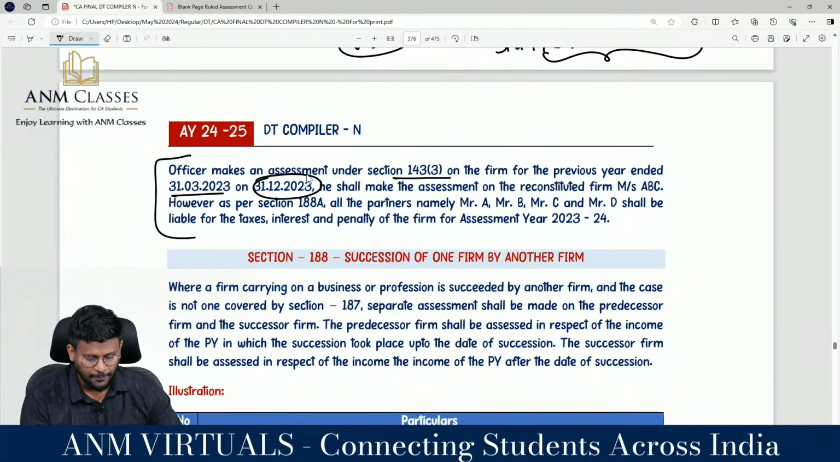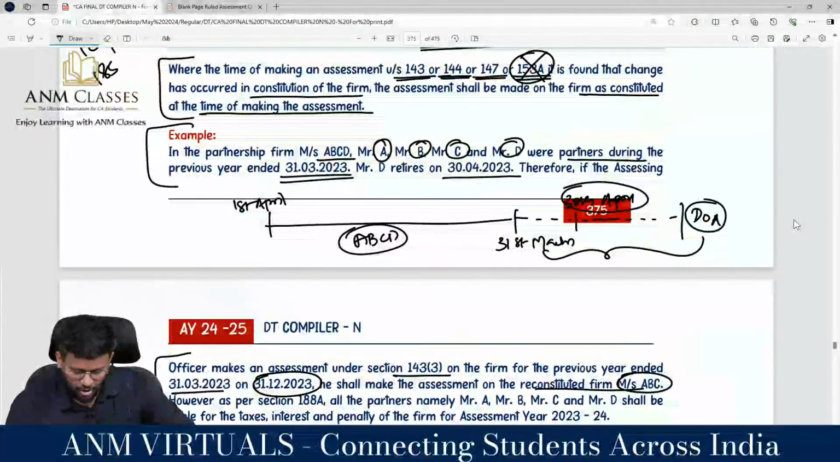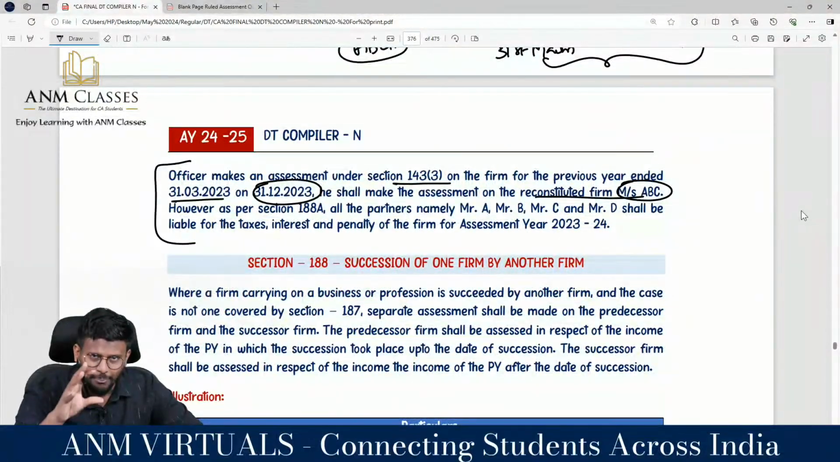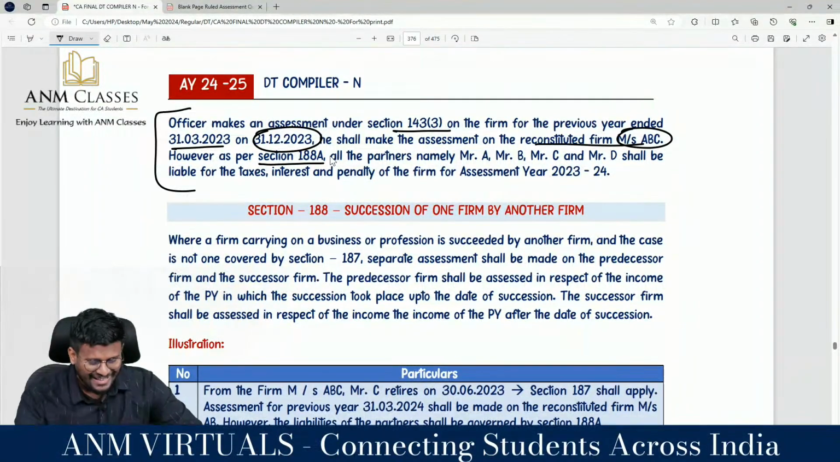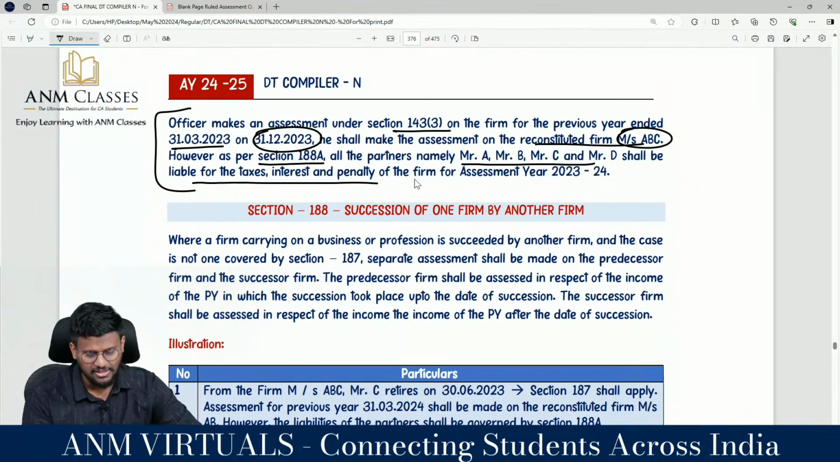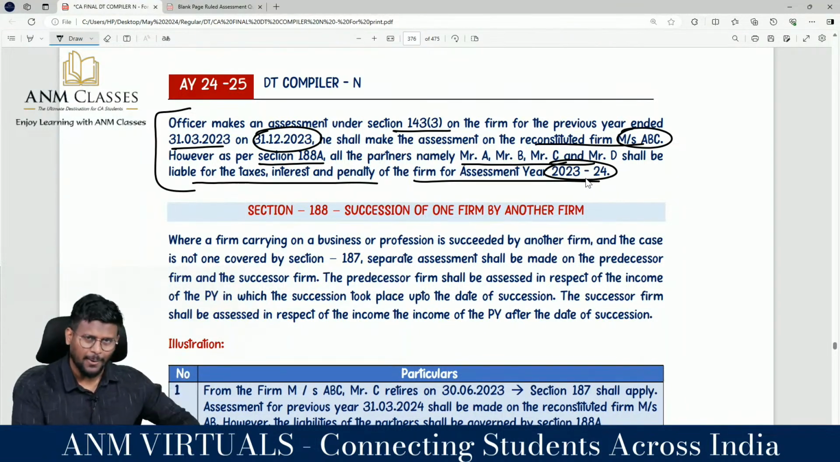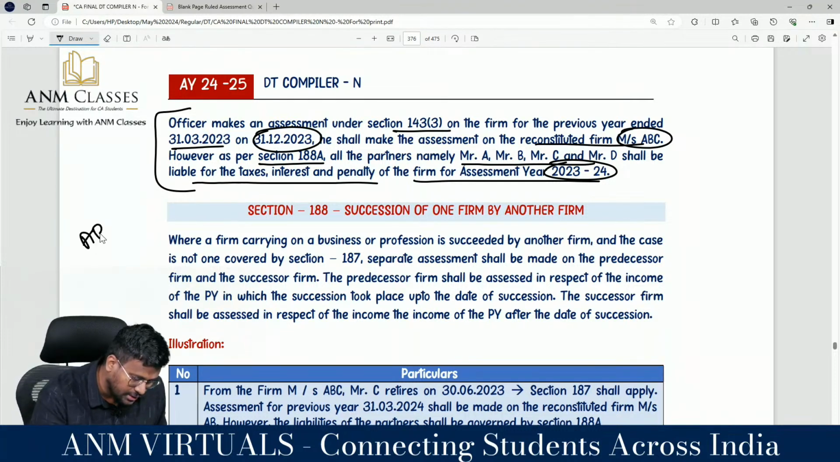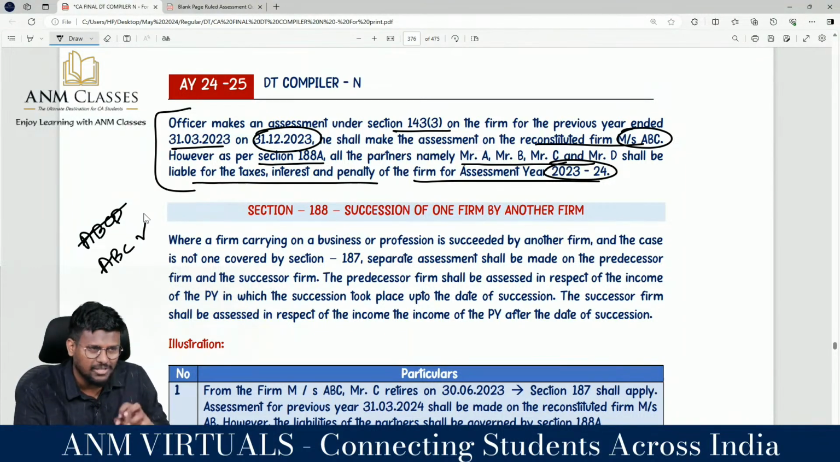On 31/12/2023, he shall make the assessment on the reconstituted firm, Messrs A, B, C. So he has to pass the assessment order on A, B, C, because on the date of passing the assessment order, the firm has reconstituted. However, as per section 188A, all partners, namely A, B, C and D, shall be liable for the taxes, interest and penalty of the firm for assessment year 23/24. So the assessment order will be passed on the firm which is having existence. Now, on the date of passing assessment order, A, B, C, D is not existing. Only A, B, C is existing, so the order will be passed on A, B, C.